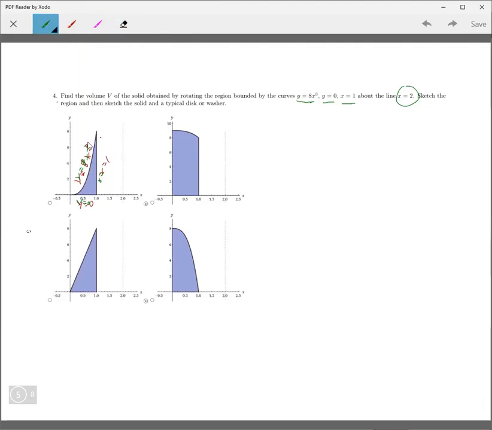Okay, so let's move on. This curve is y equals 8x cubed. This is x equals 1. This is y equals 0. Okay, so those are the boundaries. This is the region, and it's being rotated about this line x equals 2 right here.